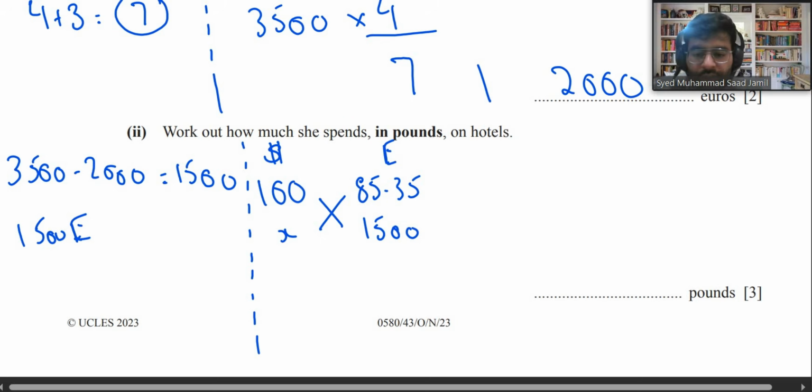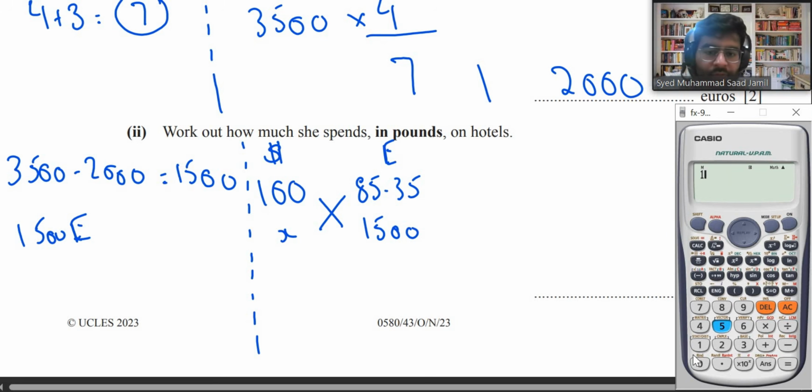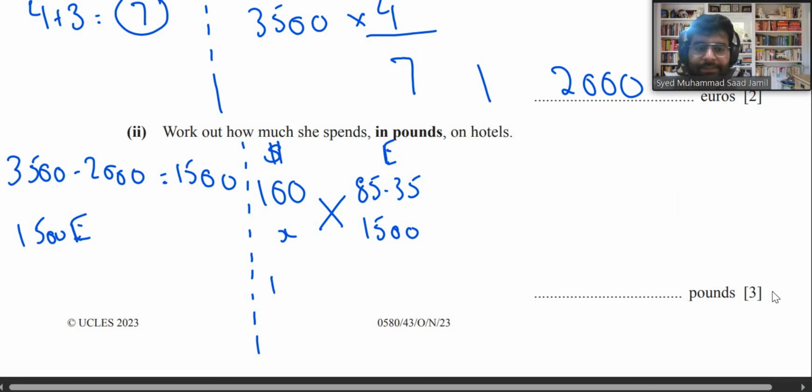Let's just use our calculator instead of our tiny brains. So 1500 multiplied by 100, cross multiply, divide it by 85.35. So this is actually 1757.469 dollars.